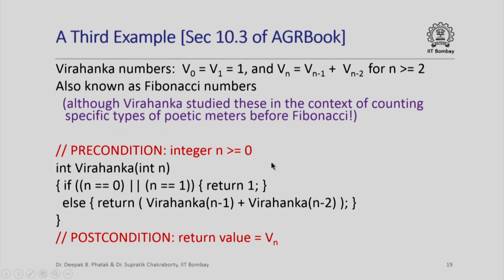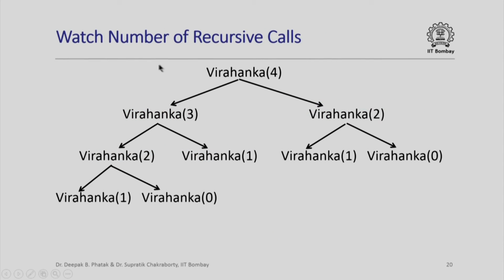While this sounds very nice and elegant, we might also want to watch how many recursive calls are being made when I am trying to compute, let us say, Virahanka 4. In order to compute Virahanka 4, I will recursively call Virahanka 3 and Virahanka 2. In order to compute Virahanka 3, I will recursively call Virahanka 2 and Virahanka 1, and again to compute Virahanka 2, I will recursively call Virahanka 1 and Virahanka 0, and Virahanka 1 and Virahanka 0 are really the termination cases, so I am not going to make any further recursive calls there.